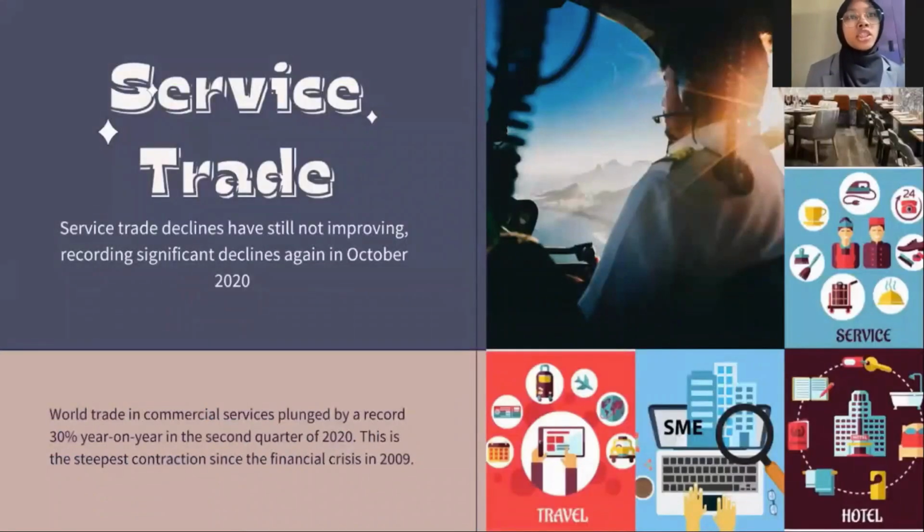For service trade, it still declines and has still not improved, recording significant declines again in October 2020. World trade in commercial services plunged by a record 30% year-on-year in the second quarter. This is the steepest contraction since the financial crisis in 2009.